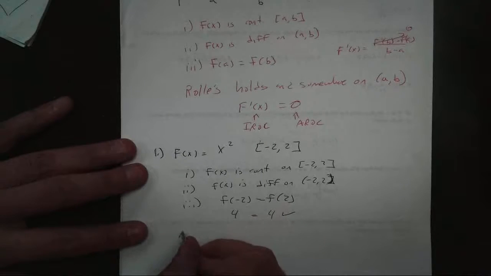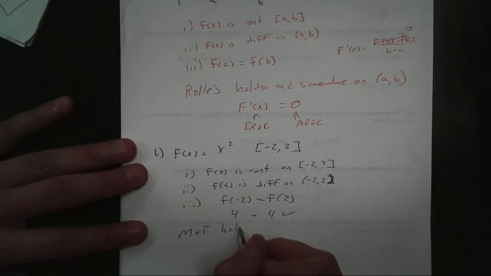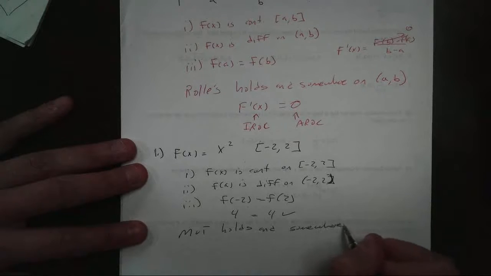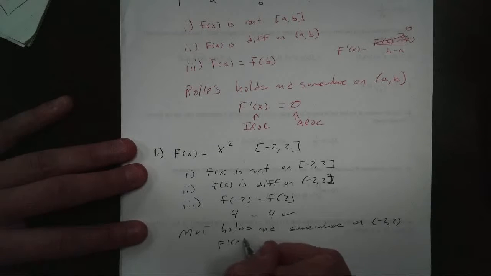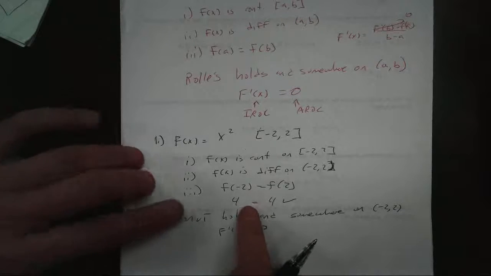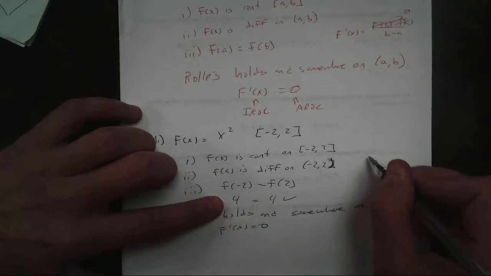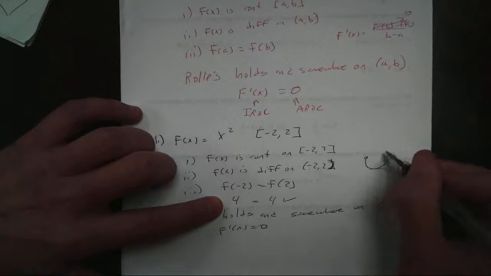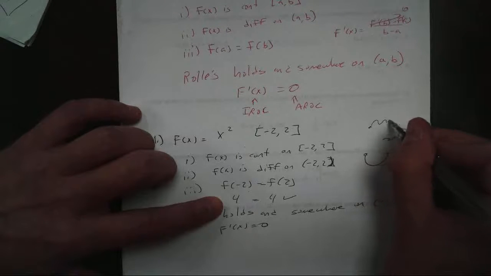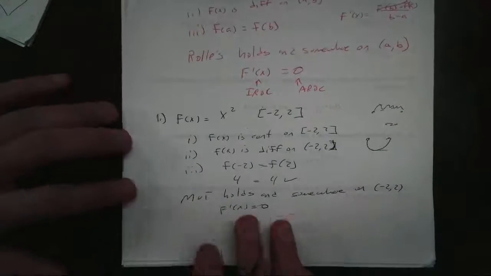So what we're then saying is that Rolle's holds. And somewhere, we don't know where yet, on that interval, -2 to 2, the slope must equal 0. That's what Rolle's guarantees, because I'm starting and ending at the same spot. No matter how I draw, if I start in the same spot, I have to have a slope of 0. Even if I do crazy stuff, wiggle, wiggle, I have lots of places where the slope is 0.